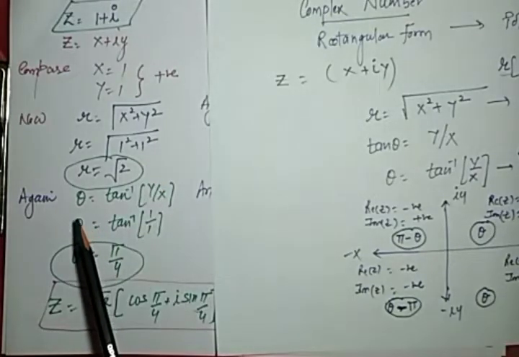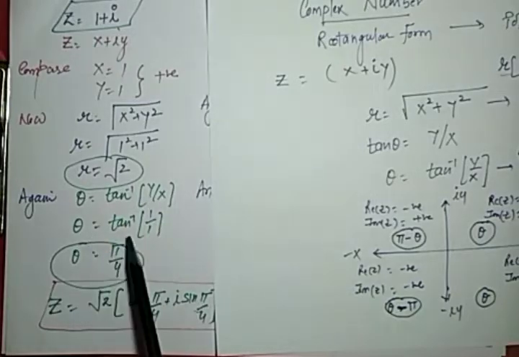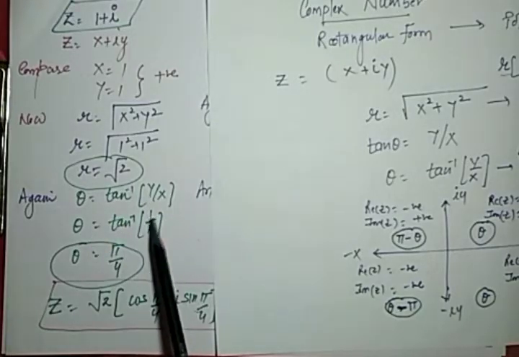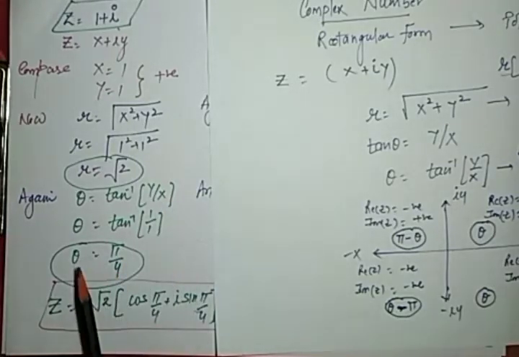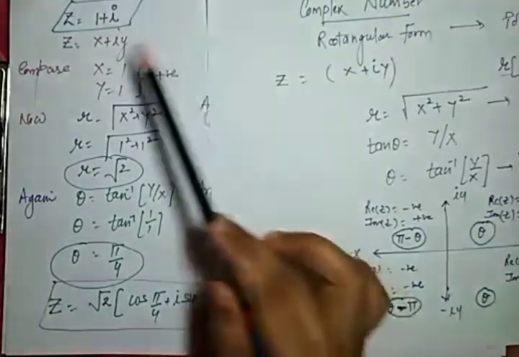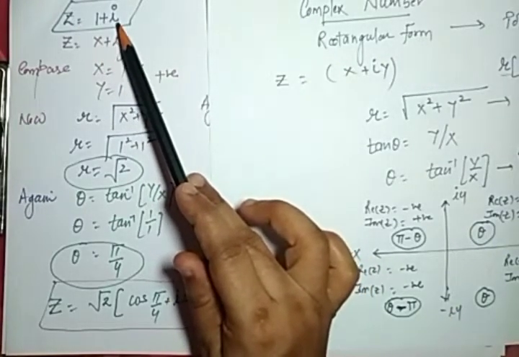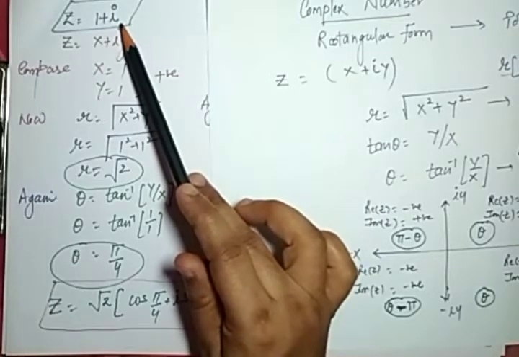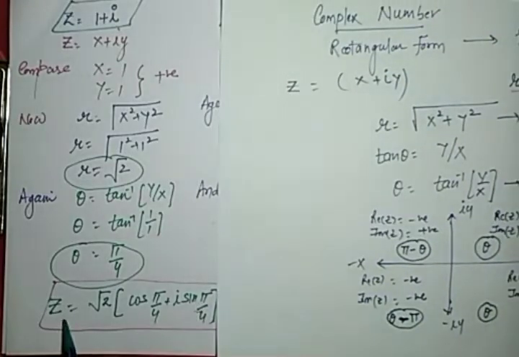Now we are going to calculate the argument. Argument theta is equal to tan inverse y by x. Theta is equal to tan inverse 1 by 1. So this value of theta will be pi by 4 radian. And remember, this argument is our principal argument. Why? Because both x and y are positive. Our real part is positive, our imaginary part is positive. Our complex number is lying in the first quadrant of the Argand diagram. So now the complex number can be represented in its polar form as z equals under root 2 cos of pi by 4 plus iota sin pi by 4.